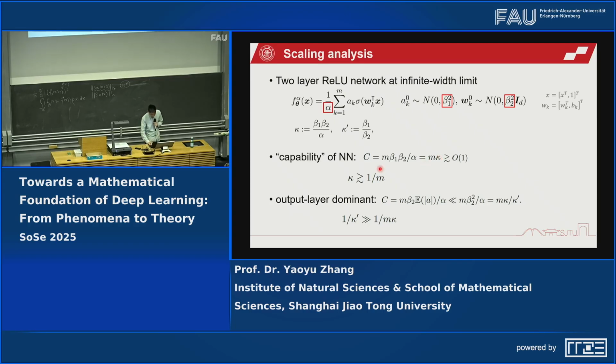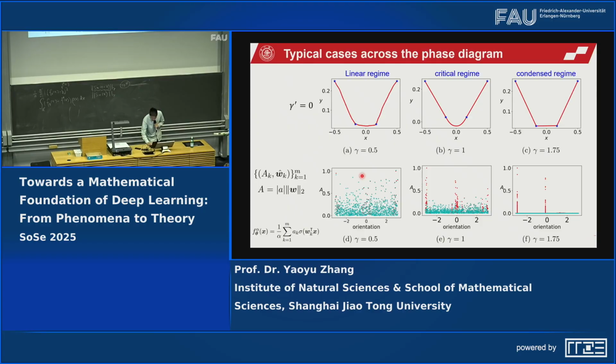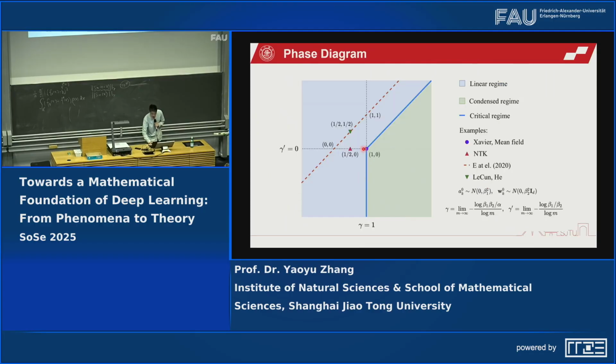Okay, and then we will know that if this kappa is greater or equal to this 1 over m, then initially it could have enough capacity to express any kind of order 1 output over order 1 training samples. And that gives us this critical line. It tells you why 1 over m is actually critical.